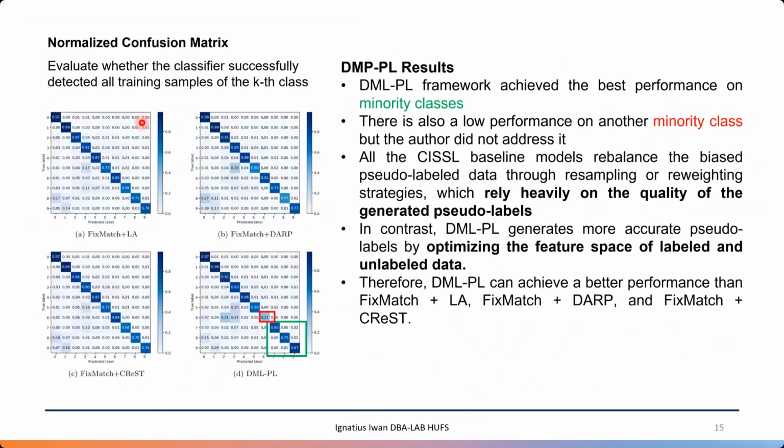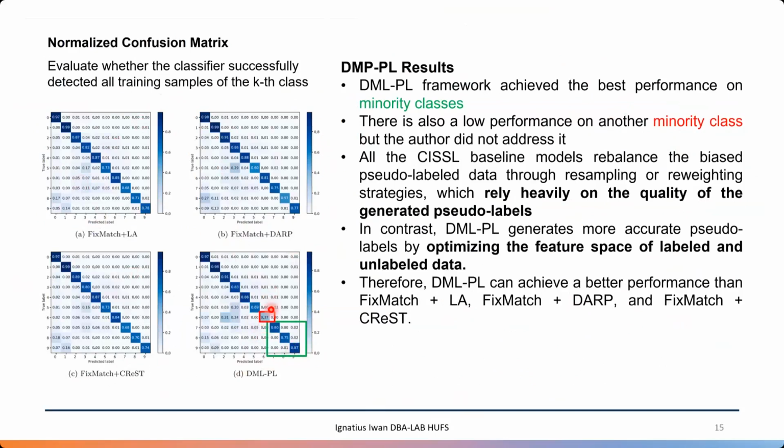And the author also put the normalized confusion matrix to evaluate whether the classifier successfully detects all training samples of the K class. So here we can see that the proposed framework achieved the best performance on the minority classes. However, there is also some low performance on another minority class, but the author did not address it in the paper.